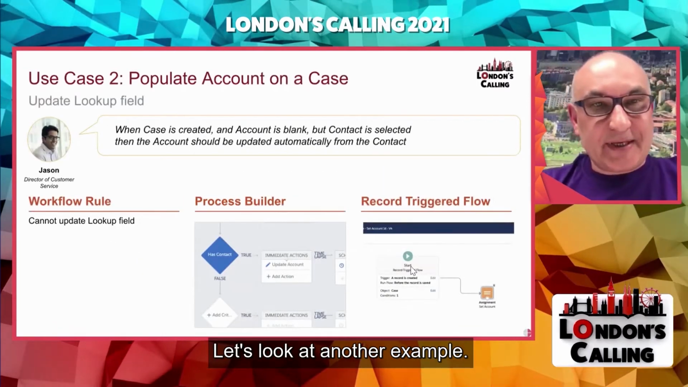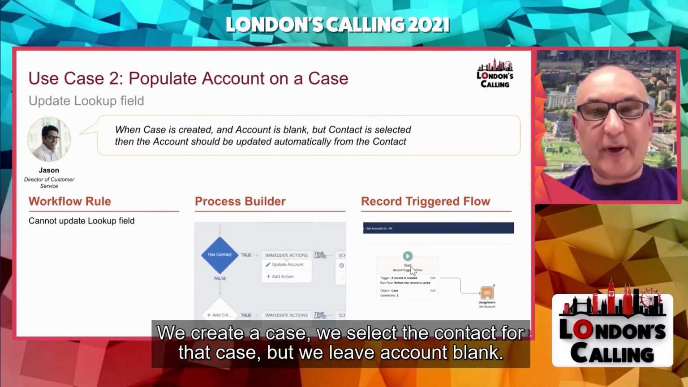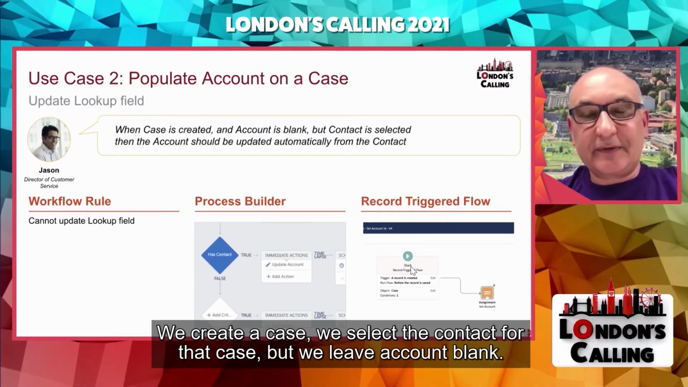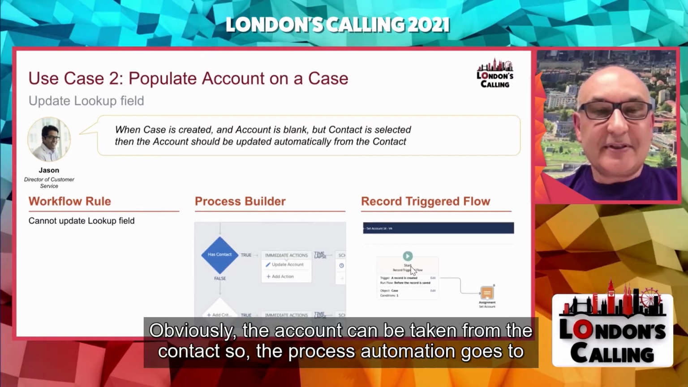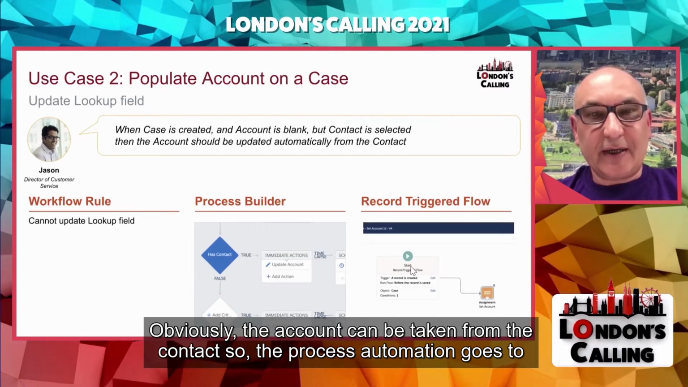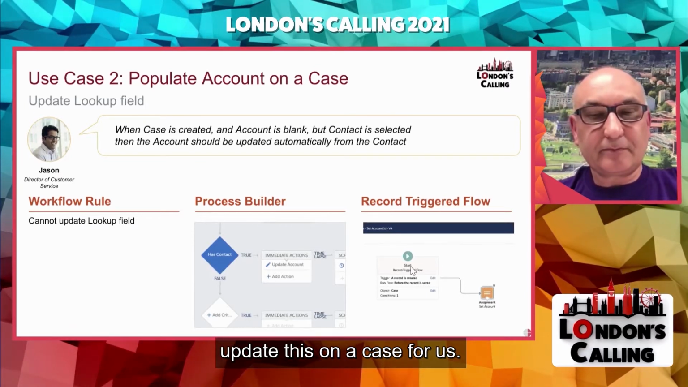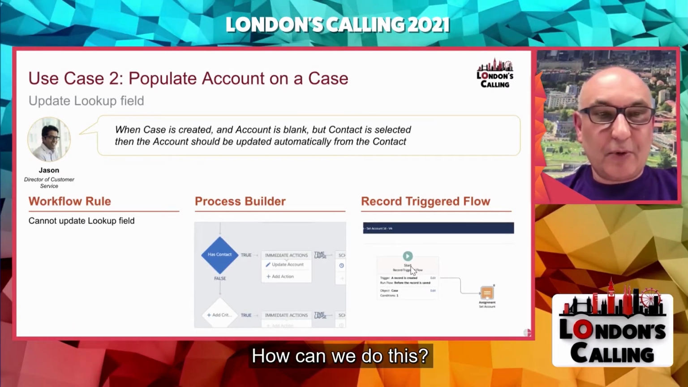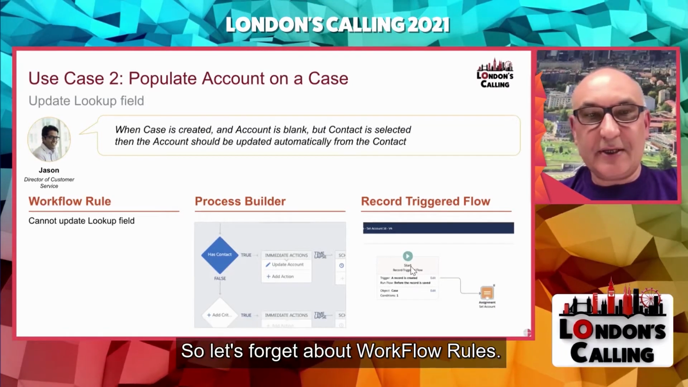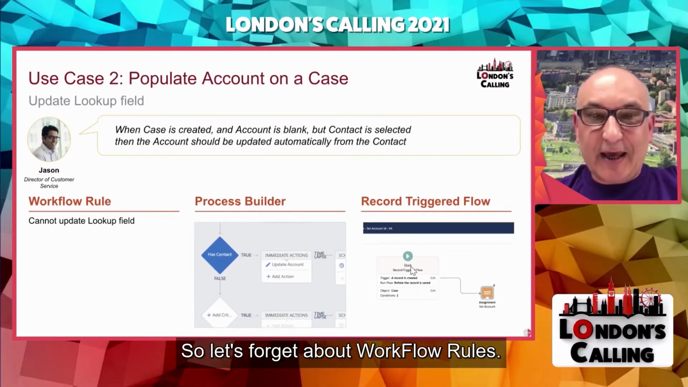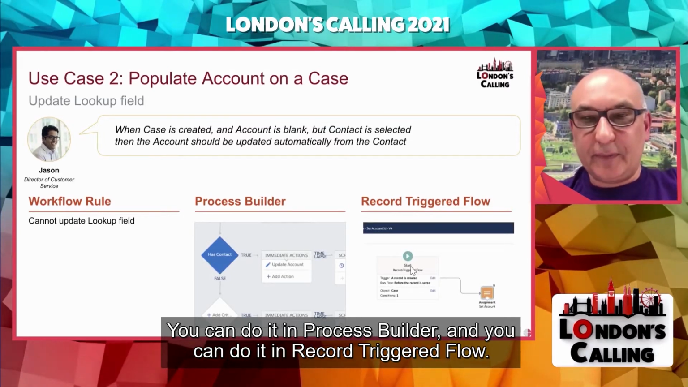Let's look at another example. Let's say we want to populate account on a case. So we create a case, we select a contact for that case, but we leave account blank. And obviously the account can be taken from the contact. So the process automation could update this field on a case for us. How can we do this? So with workflow rule, you can't, because workflows cannot update lookup fields. So let's forget about workflow rules. You can do it in process builder, and you can do it in record triggered flow.